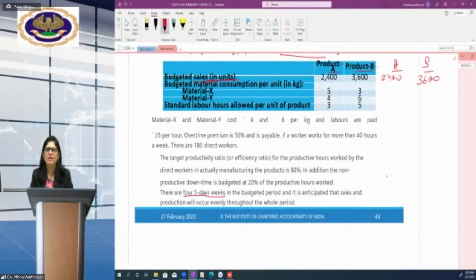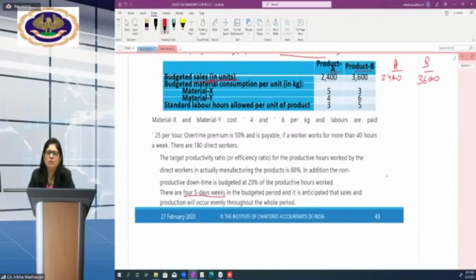Clear? So first we should have the sales figures. We have the sales figures. We have to go stepwise. You just have to do a checklist. Sales we have. Next, we should have the production units, which we don't have. We have to calculate the production first. Then we have to calculate the consumption. And then only we can calculate the material purchase budget. A very comprehensive question is this. So let us just do it first.